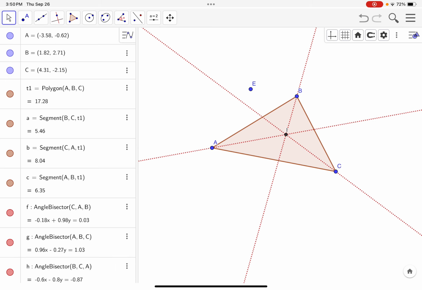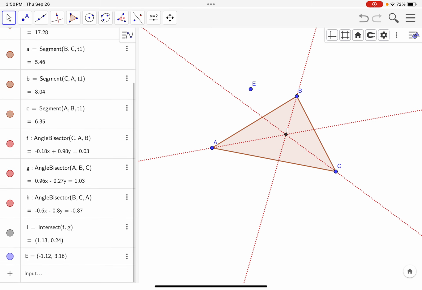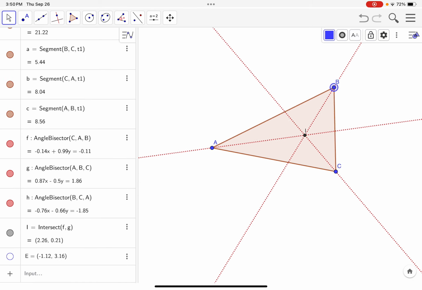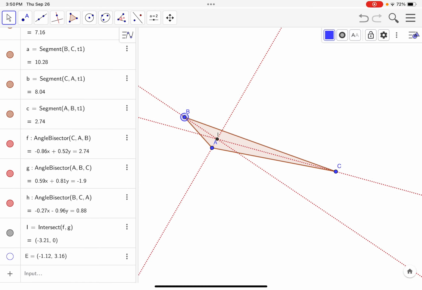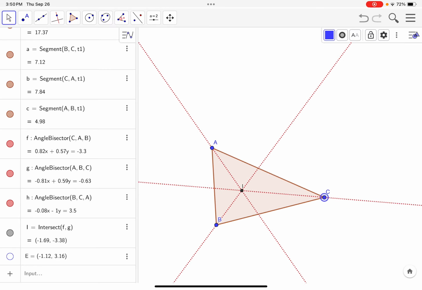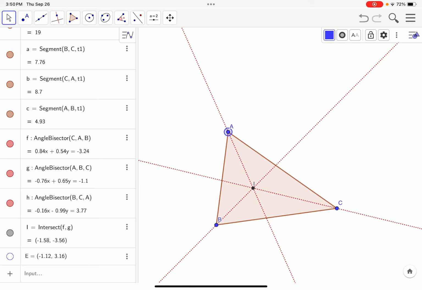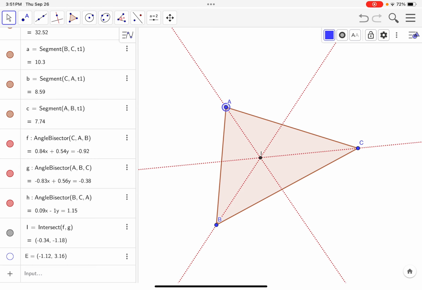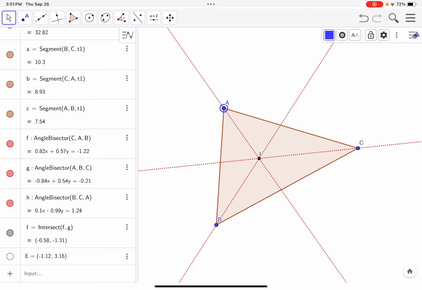Get rid of this point E. I don't know how that got in. And it's kind of interesting just to see what happens. It does appear that that point always stays interior to the triangle. And then we're told that that point is the center of a circle that fits perfectly inside. Now, to find the radius of the circle, we'd have to drop a perpendicular.